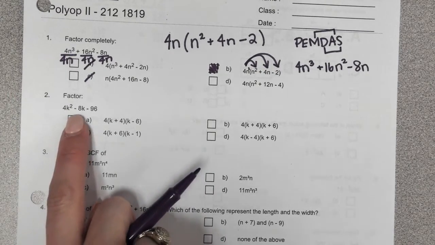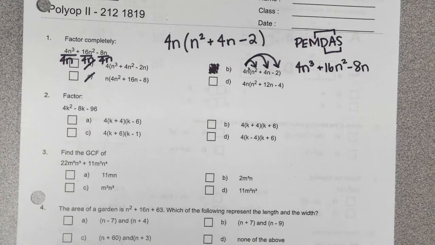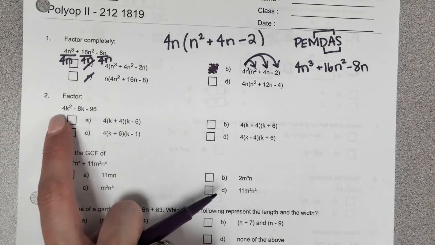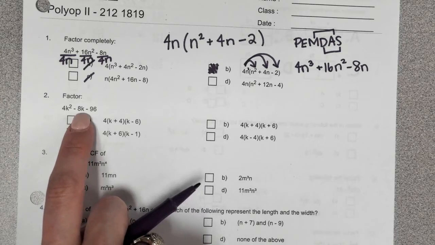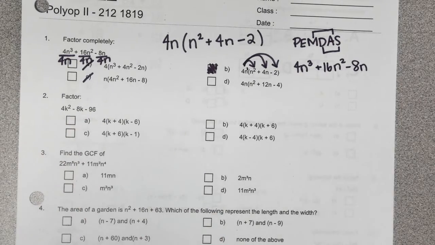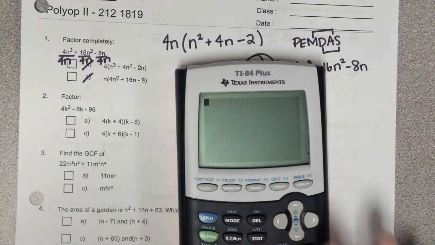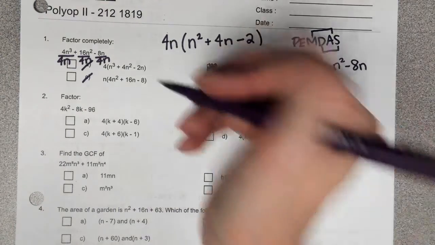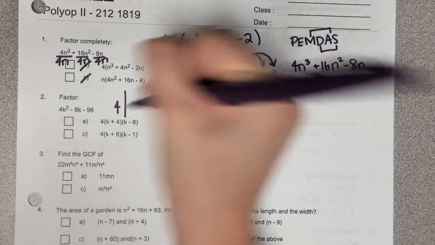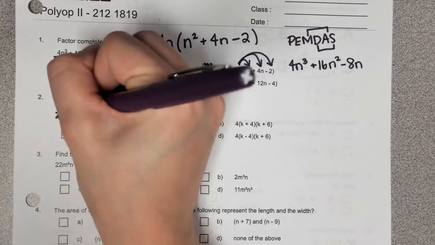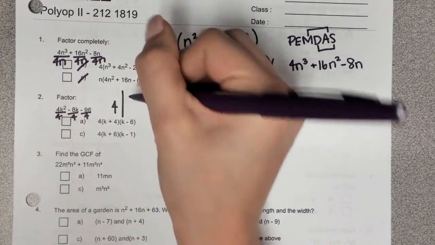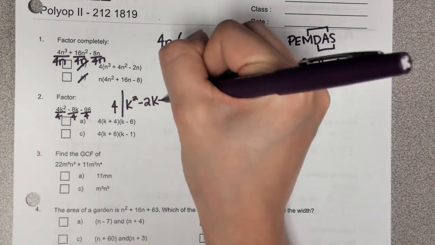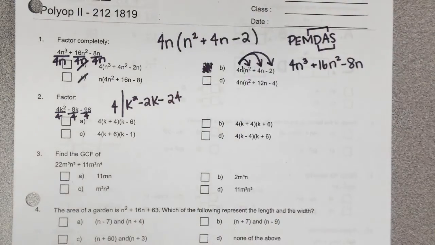All right, on this one, we're going to ask ourselves if it first has a GCF. I know 4 divides by 4, and 8 divides by 4. So let's check and make sure that 96 also divides by 4. Yes, it does. It's 24. So first thing I'm going to do is take out my GCF. I divide each of these by 4. I'm left with k squared minus 2k minus 24.